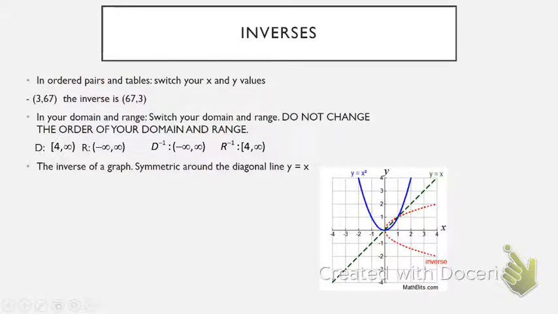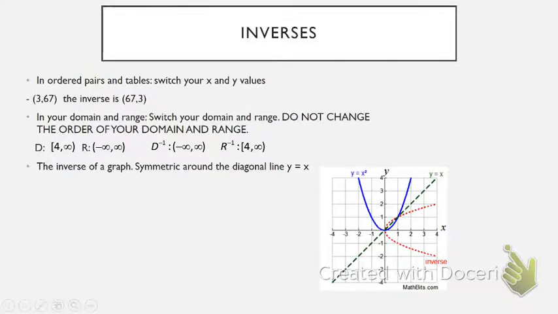Now, where it gets tricky is when we're talking about domain and range, okay? When you switch your domain and range, you do not change the order of your domain and range. You don't change the ordered pair, I should say the ordered pair of your domain and range. Don't change that ordered pair, okay? It won't work. It doesn't work like that.